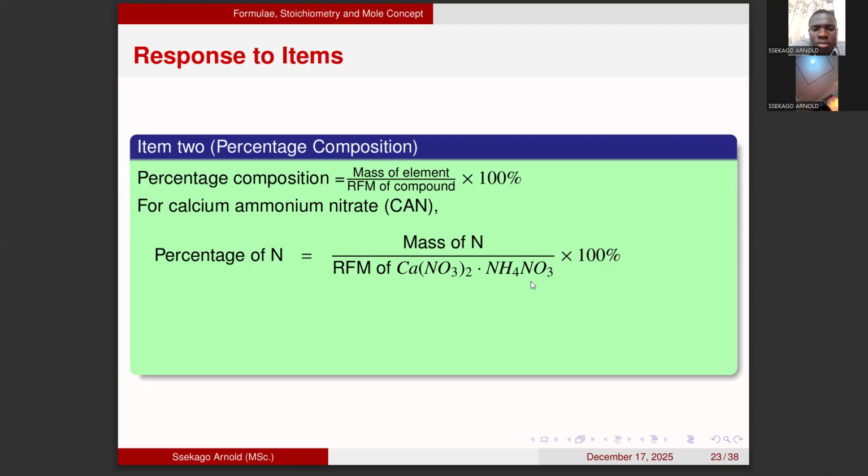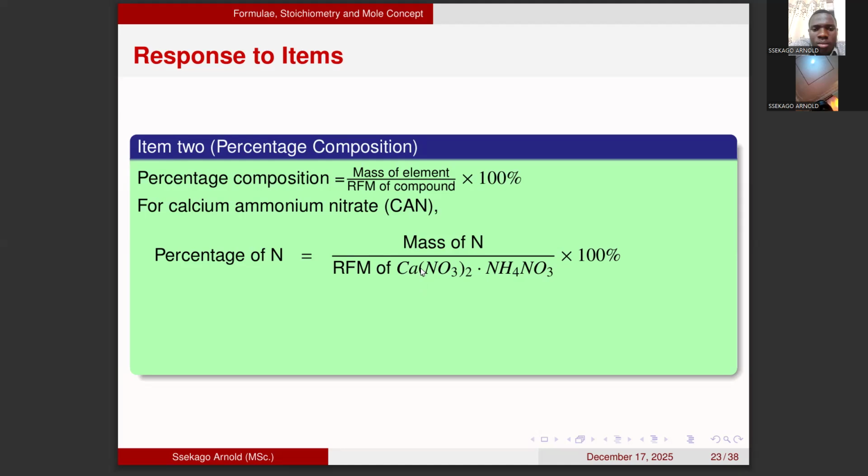Take note of the given formula. For us to substitute the mass of nitrogen, we must look at this formula and determine how many atoms of nitrogen are there. How many atoms of nitrogen are within the given formula? Now, this is our formula. We identify the atoms of capital N that are present.